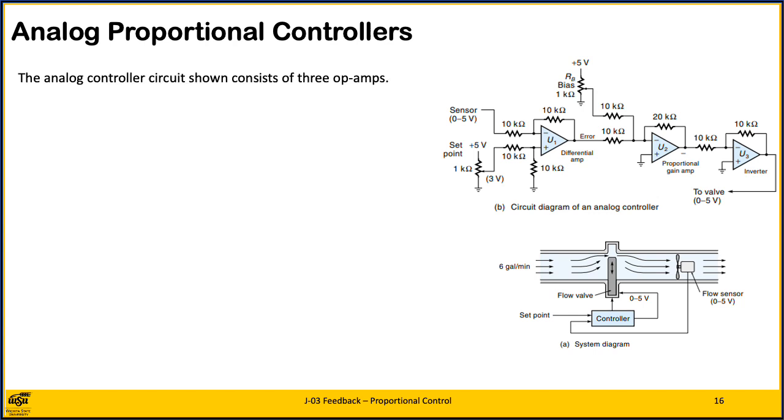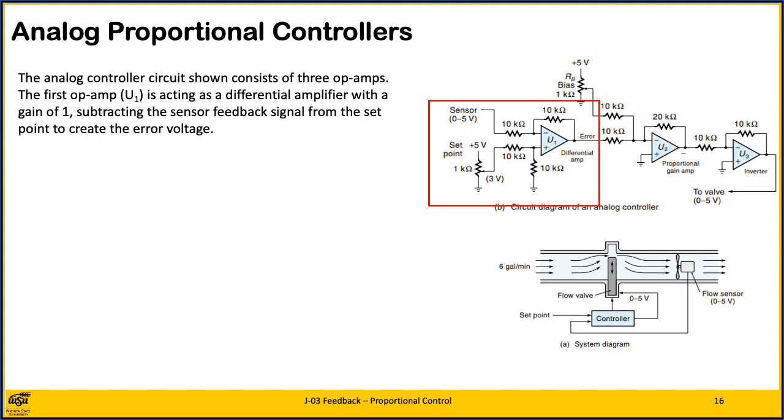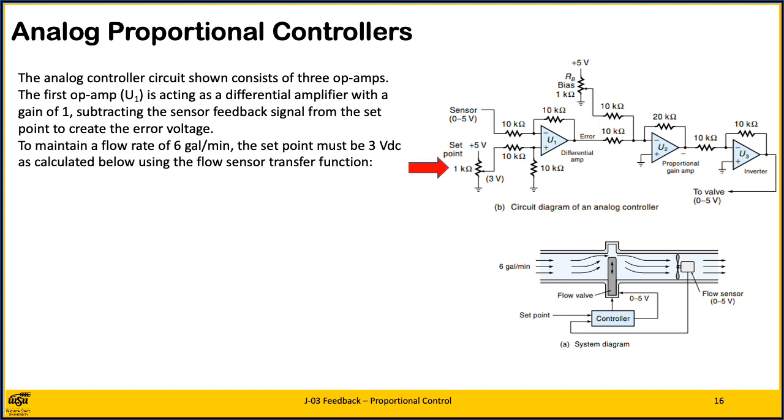The analog controller circuit shown consists of 3 op-amps. The first op-amp, U1, is acting as a differential amplifier with a gain of 1, subtracting the sensor feedback signal from the set point to create the error voltage. To maintain a flow rate of 6 gallons per minute, the set point must be 3 volts DC, as calculated below using the flow sensor transfer function. The set point is equal to 6 gallons per minute times 5 volts divided by 10 gallons per minute, which comes out as 3 volts DC.